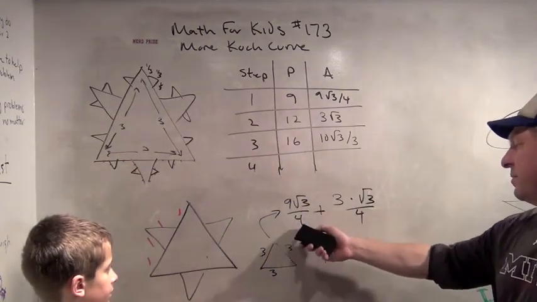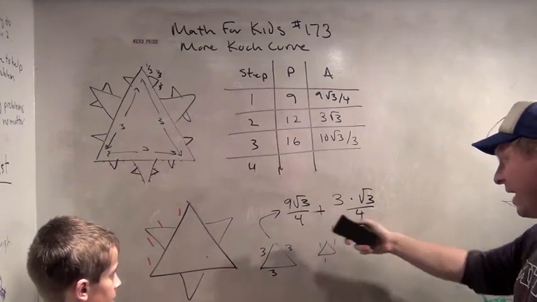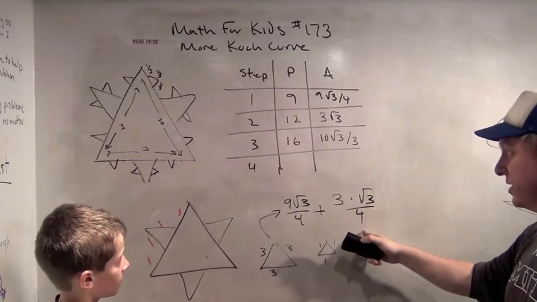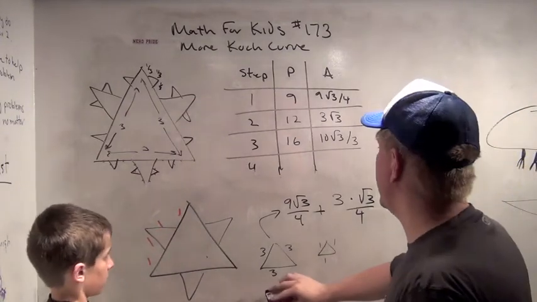Okay, so this is 9 times the square root of 3 over 4 plus 3 times the square root of 3 over 4, which is 12 square roots of 3 over 4, which is equal to? 3 times the square root of 3. Very good.